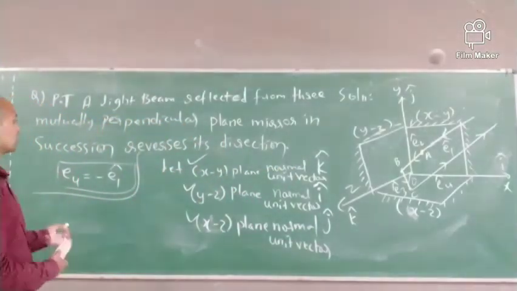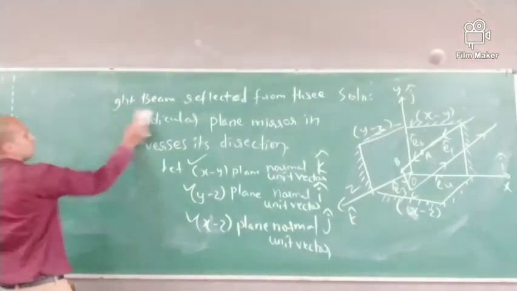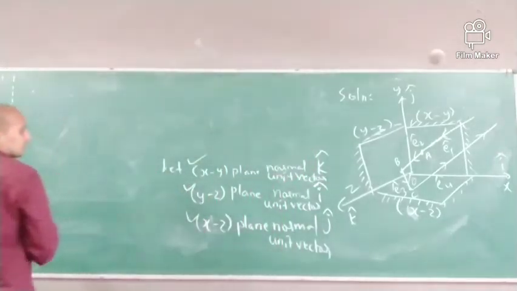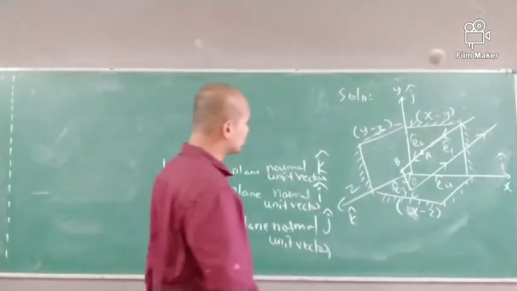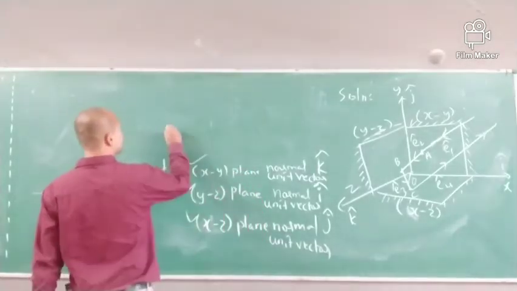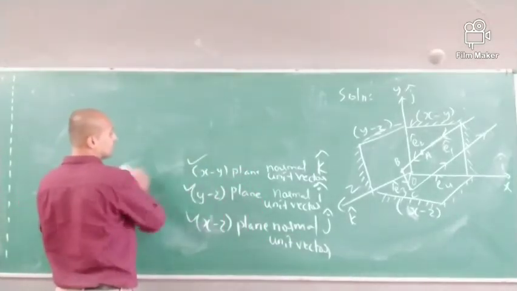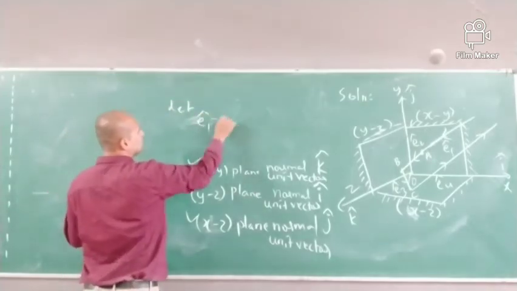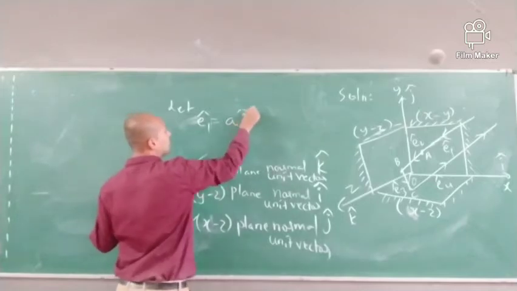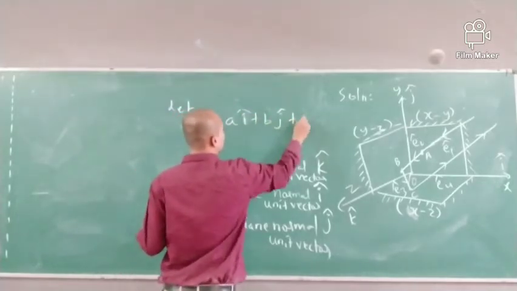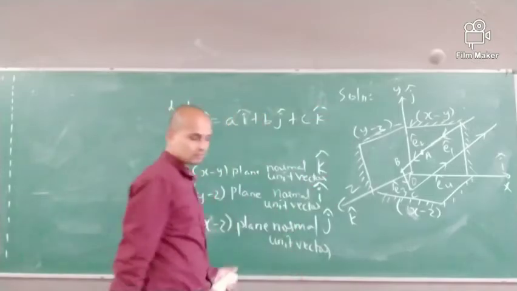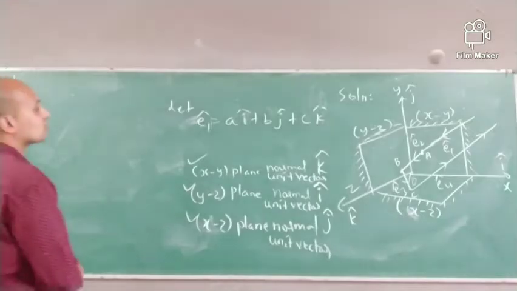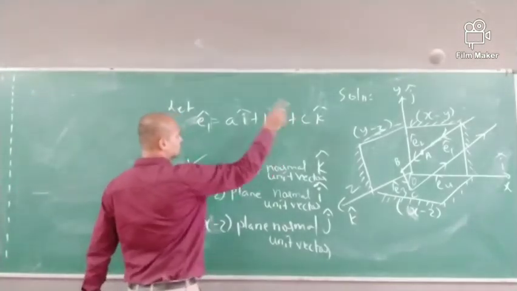Keep remembering this. Now let me solve this question. The solution I have started. These are the things which I have to assume. Let E1 cap be A I cap plus B J cap plus C K cap. Yes or no? If I take it like this, so the solution I am making. Let us take this one.